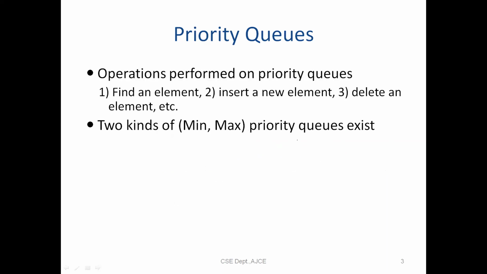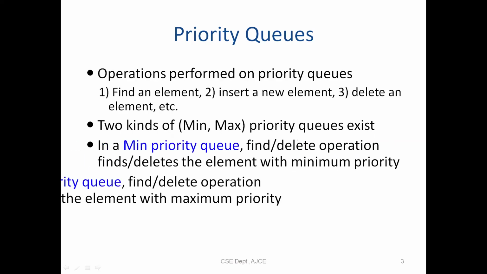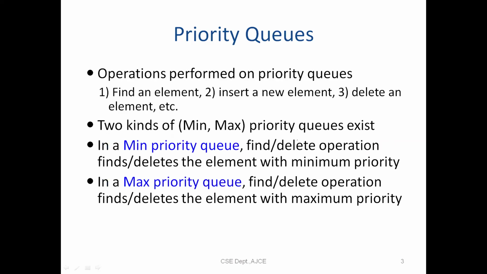Basically, priority queues will have these sets of operations like finding an element, inserting a new element, and deleting an element. Finding an element is basically searching for the element in the array or the queue. Now, there are two kinds of priority queues, that is min priority and max priority. Depending on what kind of deletion or finding we require, we may have to select the maximum priority or the minimum priority. In a minimum priority queue, it deletes or finds the element with the minimum priority.